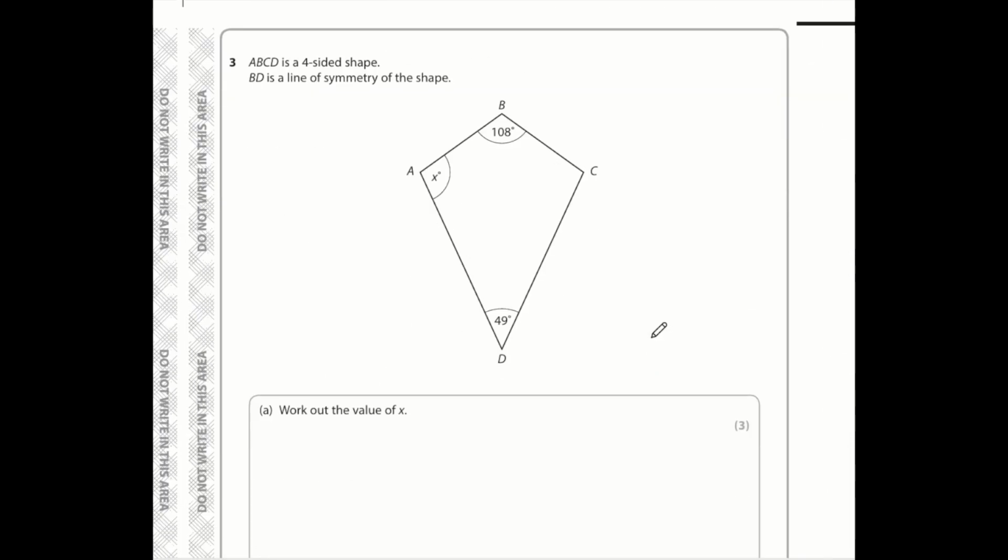Okay, question number 3. So the kite is a four-sided shape, so the angles add up to 360. We know two angles at 108 and 49, so let's add them together. 8 plus 9 is 17, carry 1, plus the 4 is 5, 157. So of the 360 degrees, we've accounted for 157, so how many degrees are left over?